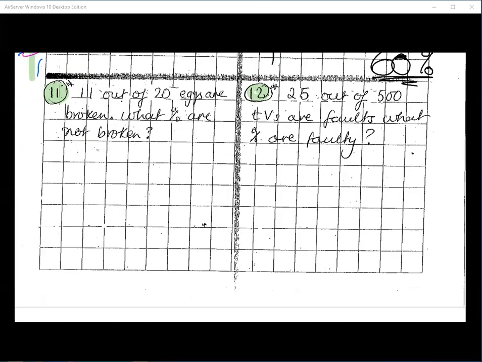Lovely. Next question. Number 11, 11 out of 20 eggs are broken. What percentage are not broken? So 20 minus 11 is 9 eggs are not broken. So you've got to work out the opposite first. So you've got 9 eggs which are not broken out of the 20 eggs. And for this one, we can use the equivalent method because it's quicker. So that'll give you 45%. The top number is the answer. The bottom number will give you over 100.